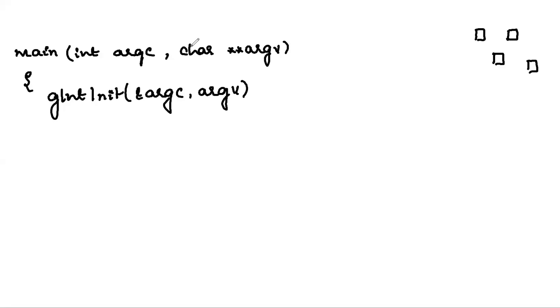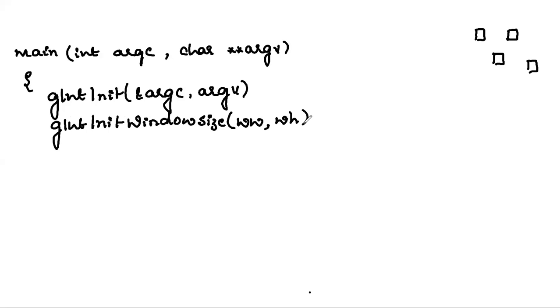Now let us move to the next instruction, which is the window size. I'll say glutInitWindowSize, which in turn will take two arguments, the width and the height. So I'll write it as ww, which is the window width, and then wh, that is the window height. Or you could also write the values directly, for instance something like this.